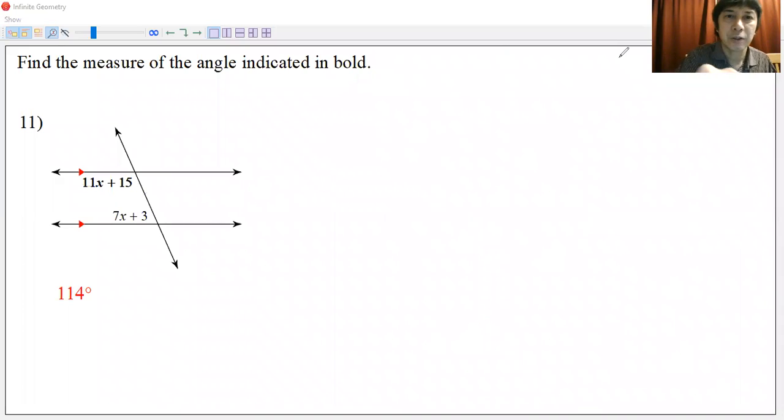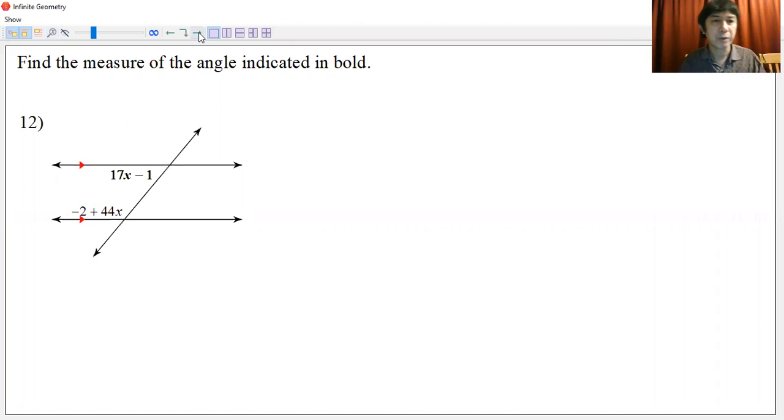All right. Let's clear the board. Here's number 12. We have another parallel line set with a transversal, and we have two angles interior on the same side. So when lines are parallel with a transversal, the two interior on one side are supplementary. So that means when you combine the measure of this and this, that should be 180, supplementary, okay?